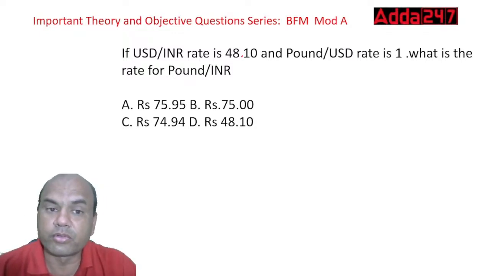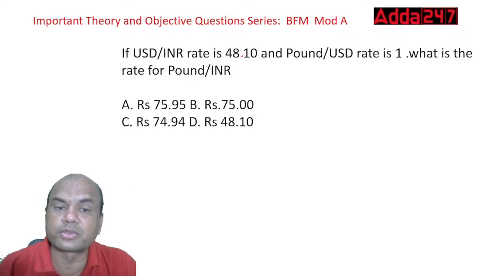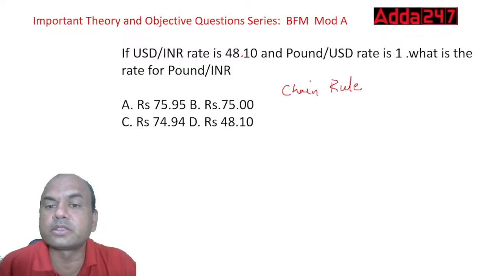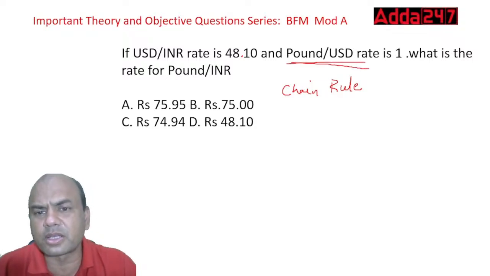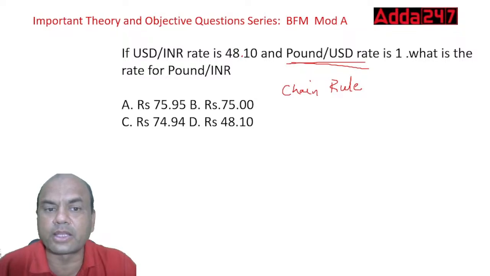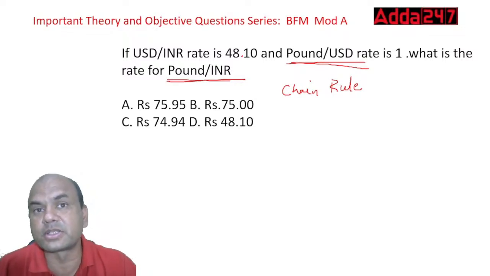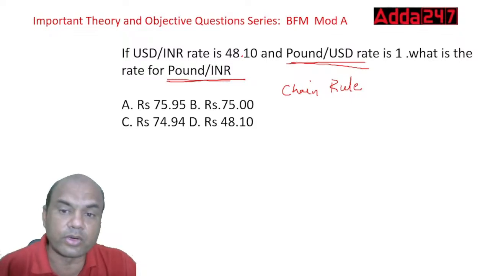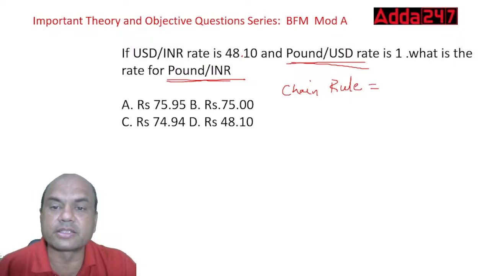Now, what is to be used? We are using the chain rule. What is the chain rule? When you don't know the rates of any currency vis-a-vis your local currency, means this pound to INR, and you don't know the rate of pound to INR over here, but you have the other rates, some base currency rates, we use the chain rule. We use it like this.